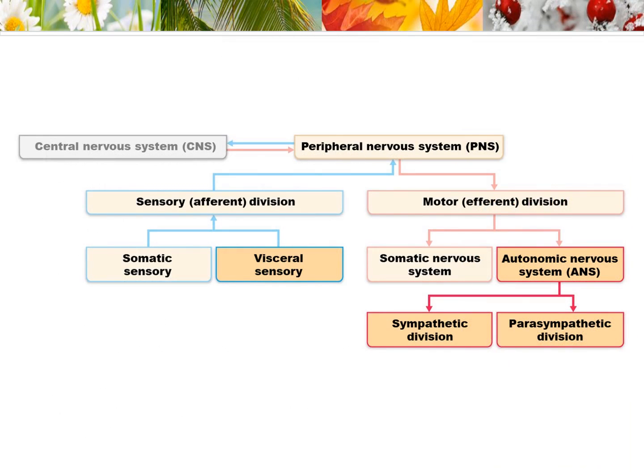This is just a little bit of review. We've seen this table before. Now we're going to go down that motor division into the autonomic nervous system, into the sympathetic and parasympathetic divisions. And again, we're going to touch a little bit on the sensory, our visceral sensory division, towards the end of the lecture.